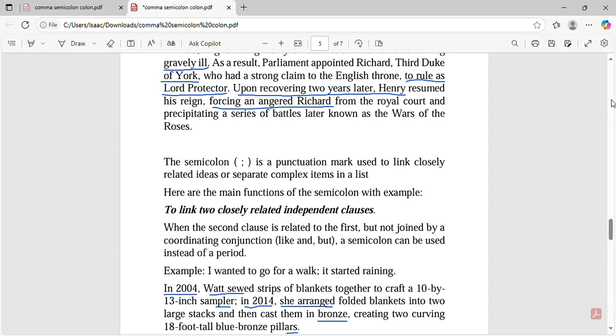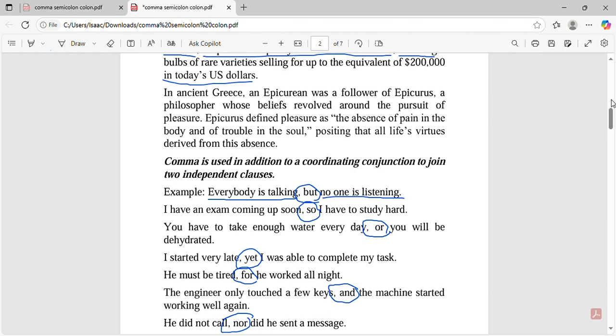I believe if you have to write now, you'll be able to make your writing or your ideas clearer by using some of these punctuation marks. Thank you.